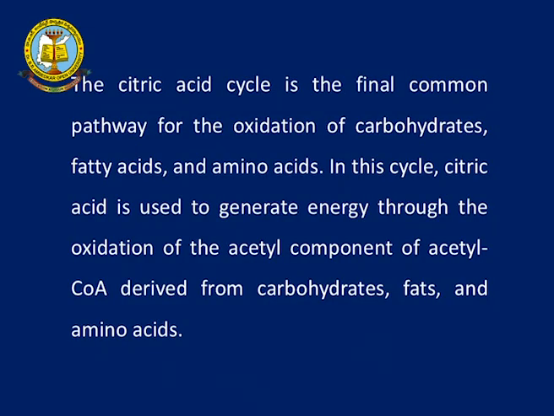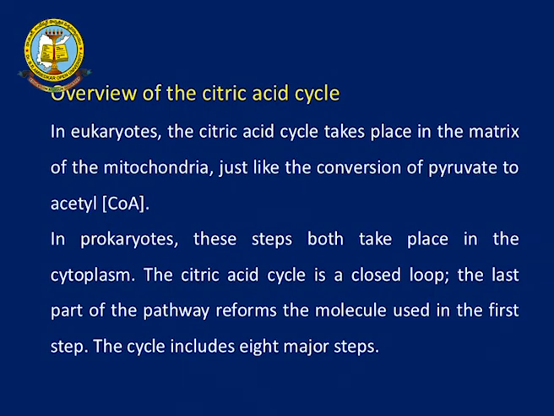Now, the citric acid cycle is the final common pathway for the oxidation of carbohydrates, fatty acids and amino acids. In this cycle, energy is generated through the oxidation of the acetyl components of acetyl CoA derived from carbohydrates, fats and amino acids. So these biomolecules break down and enter our citric acid cycle. In eukaryotes, the citric acid cycle takes place in the matrix of the mitochondria.